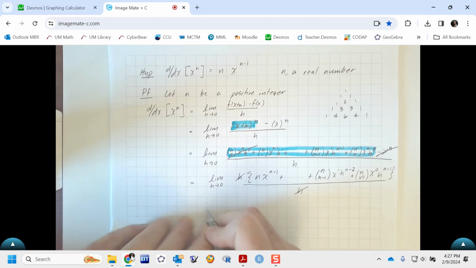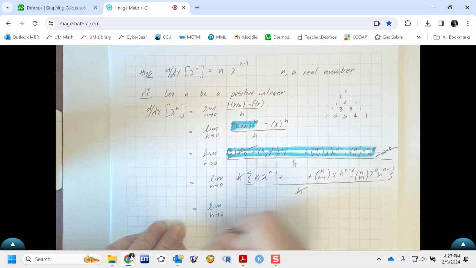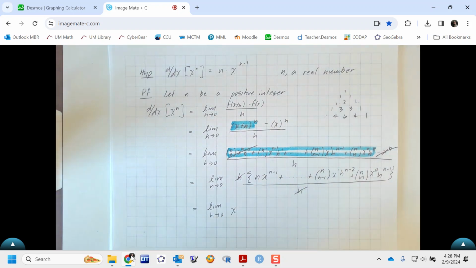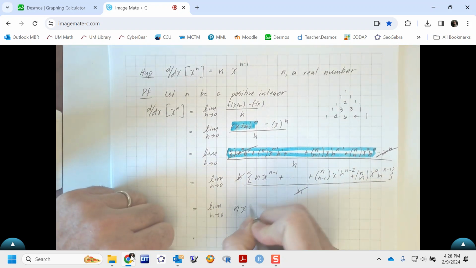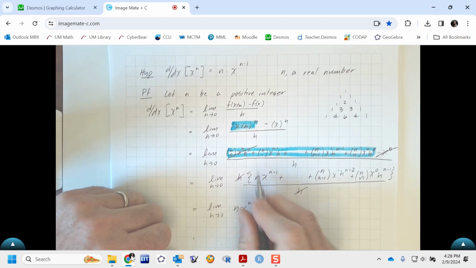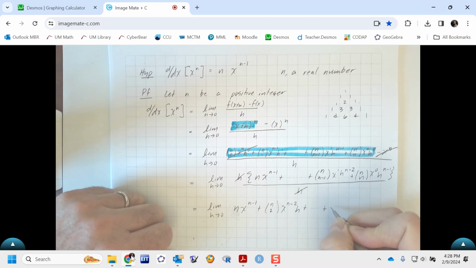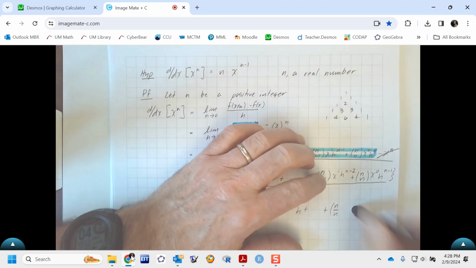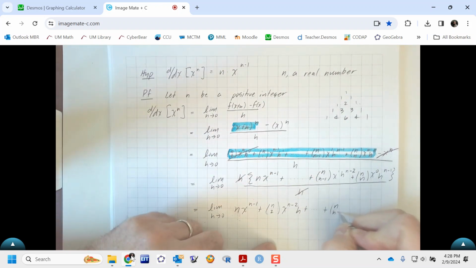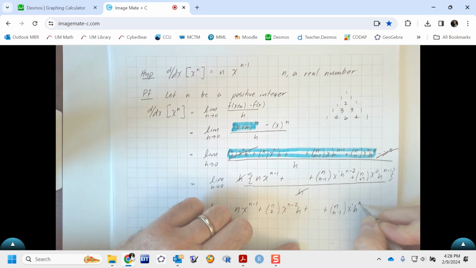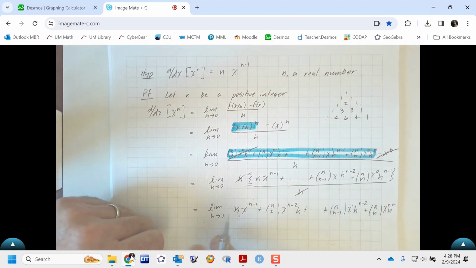So when I take their limits, we'll have the limit as h goes to 0 of, sorry, I made a little mistake there. n x to the n minus 1 plus, that was n choose 1, this will be n choose 2, x to the n minus 2, and instead of h to the second, it would be h to the first, because I canceled one h, down to n choose n minus 1, x to the first, h to the n minus 2, plus n choose n, x to the 0, h to the n minus 1.